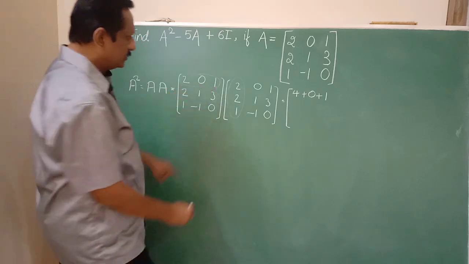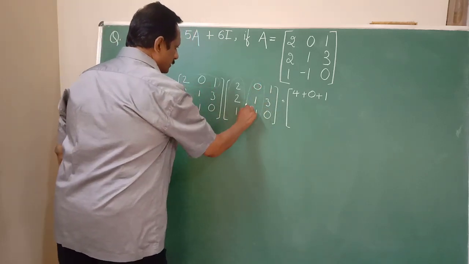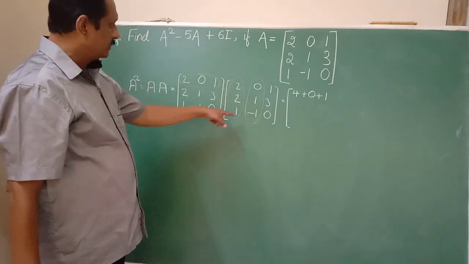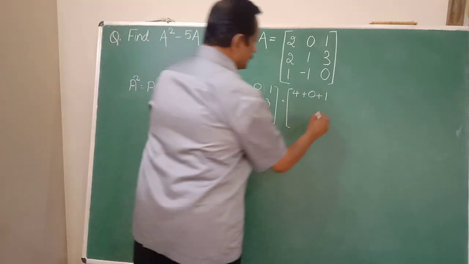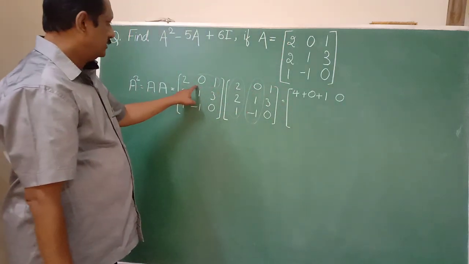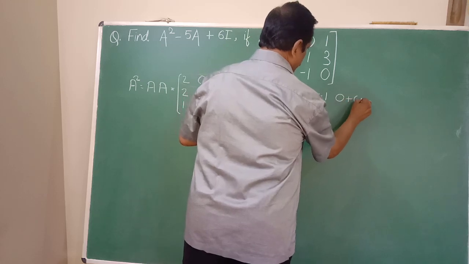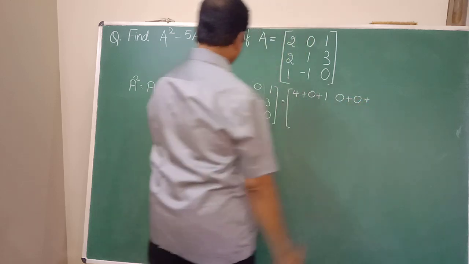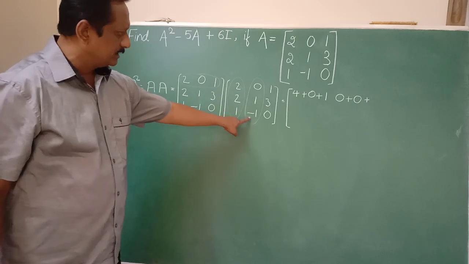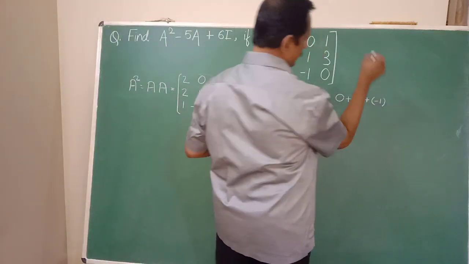Then multiply this row with the second column here. Multiply row with the column here. 2 into 0 becomes a 0 here. 0 into 1 becomes a 0, plus a 0 here. Then a 1 into minus 1 is there. So it is a minus of 1 here. So write here minus 1.